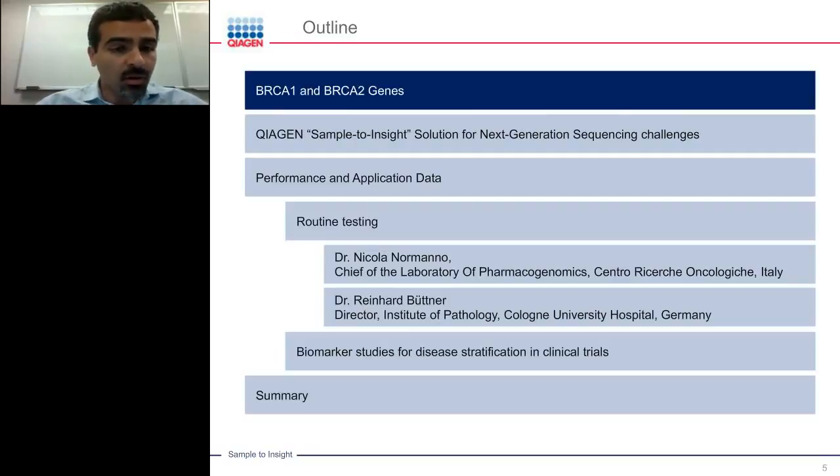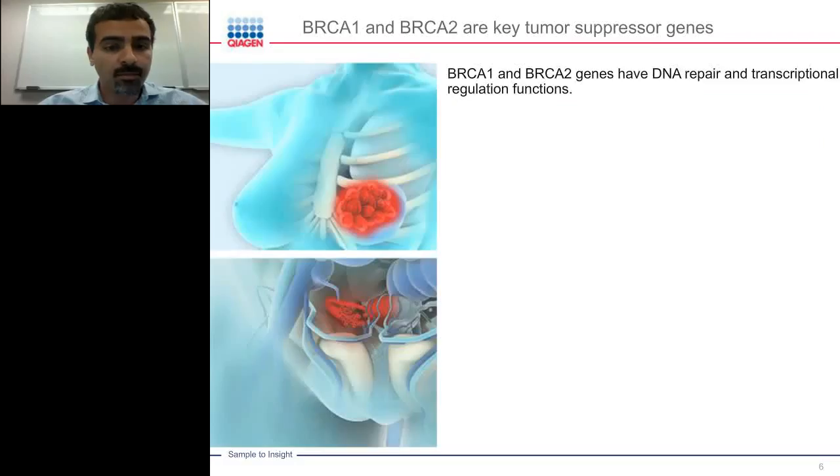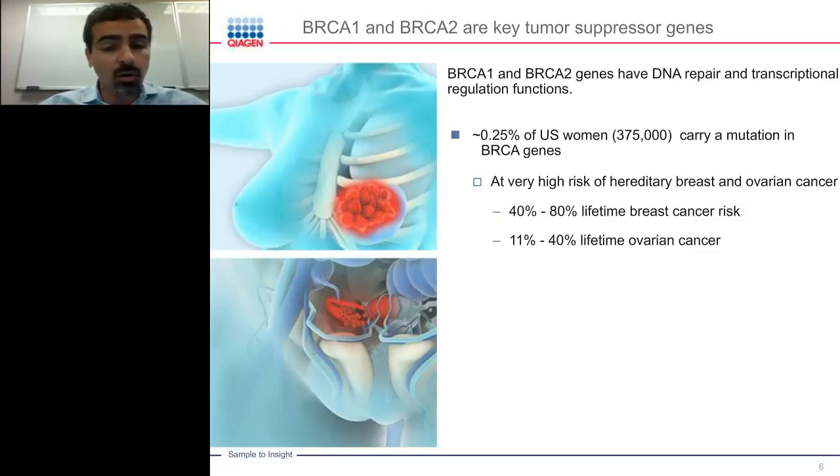So on to the first topic, introduction to BRCA1 and BRCA2 genes. It is known that BRCA1 and BRCA2 genes are key tumor suppressor genes. They have DNA repair and transcriptional regulation functions. Their importance is highlighted in breast cancer. We all know that mutations in BRCA1 and BRCA2 genes can predispose both females and males to the development of breast cancer. As a matter of fact, around 0.25% of U.S. women carry a mutation in BRCA genes. This translates to around 375,000 cases a year.